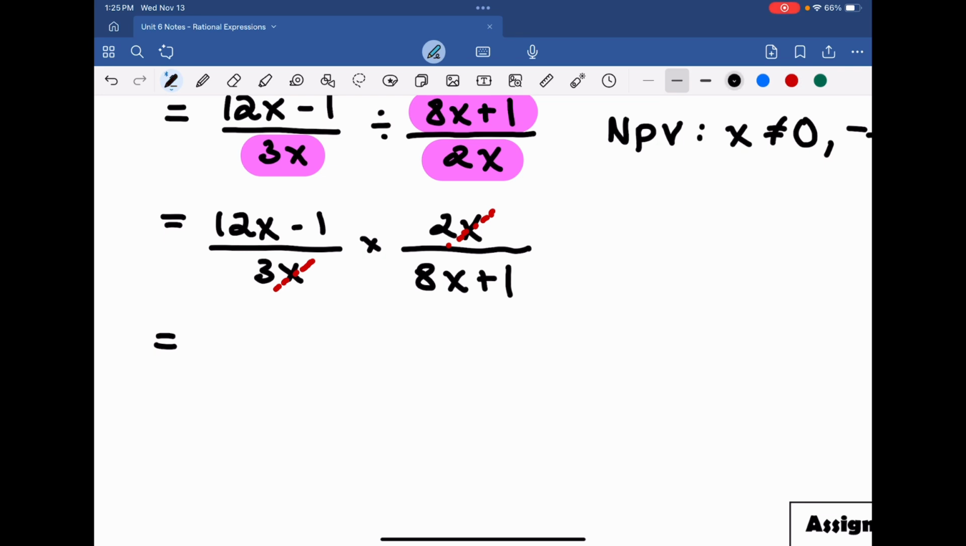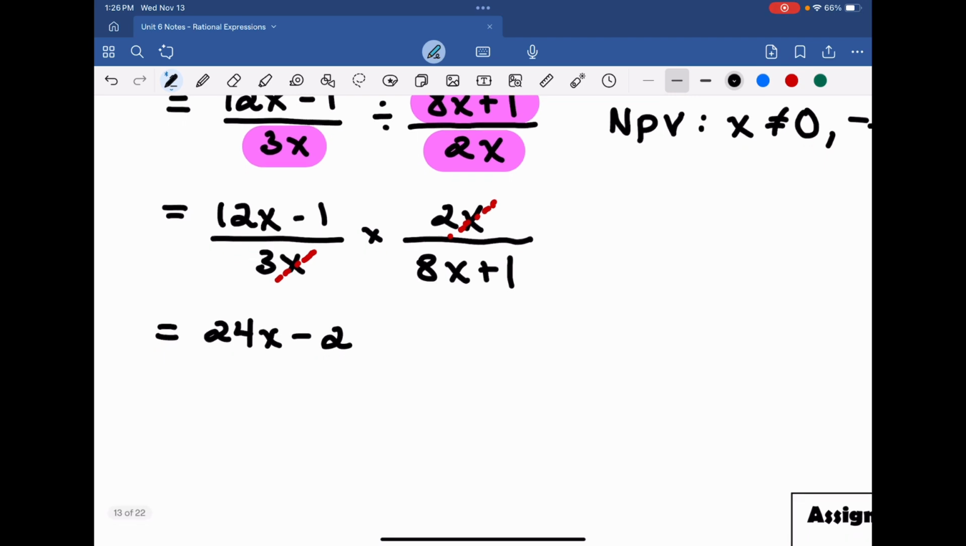If I take out these x's, it's going to leave us with 12x minus 1 times 2. I can multiply those two together, and it's going to give me 24x minus the 2, because we're multiplying 2 to both of these. In the denominator, I'm going to multiply 3 to both of these, and it's going to become 3 times 8, which is 24x. And then in the denominator, 3 times 1 is plus 3.